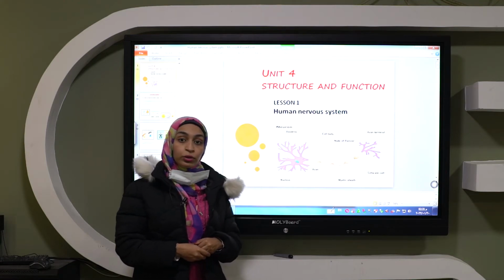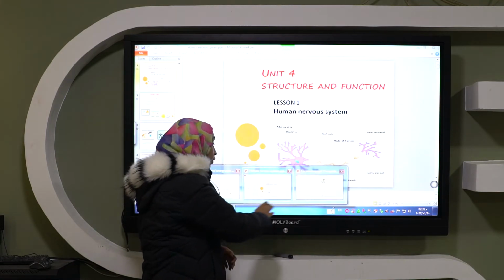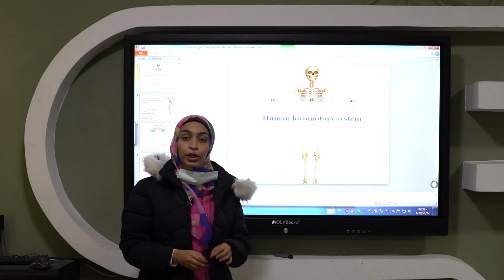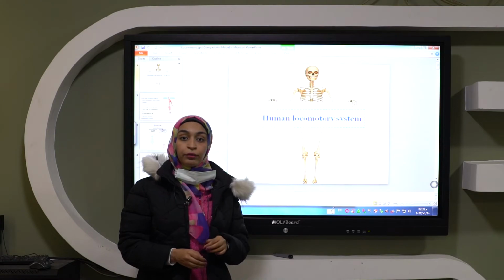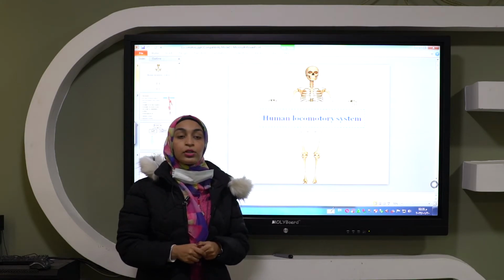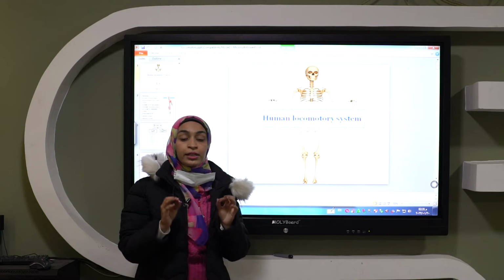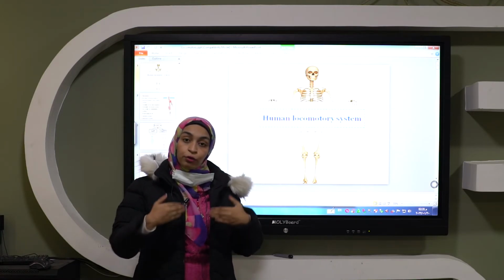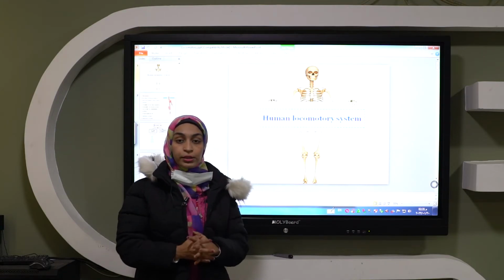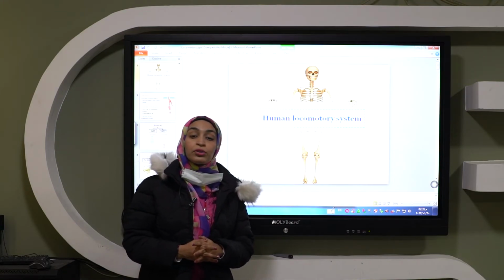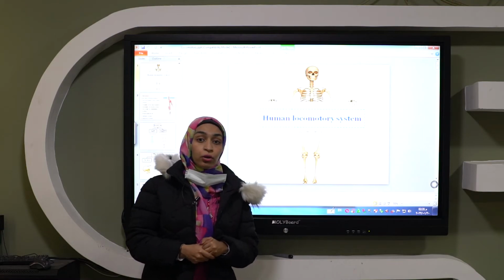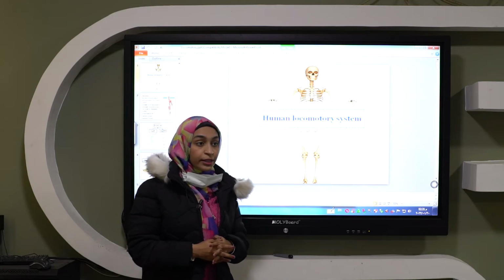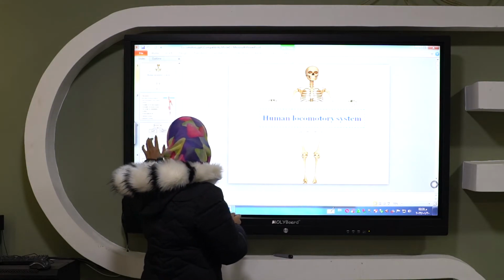The last lesson we talked about is also the human locomotory system. To let the motion happen, we must have muscles and bones. Movement is what distinguishes a living organism from a non-living organism, to change their position from one place to another place. The locomotory system consists of two main systems, which are skeletal and muscular. But in this lesson, we will talk about only the skeletal. Let's see.